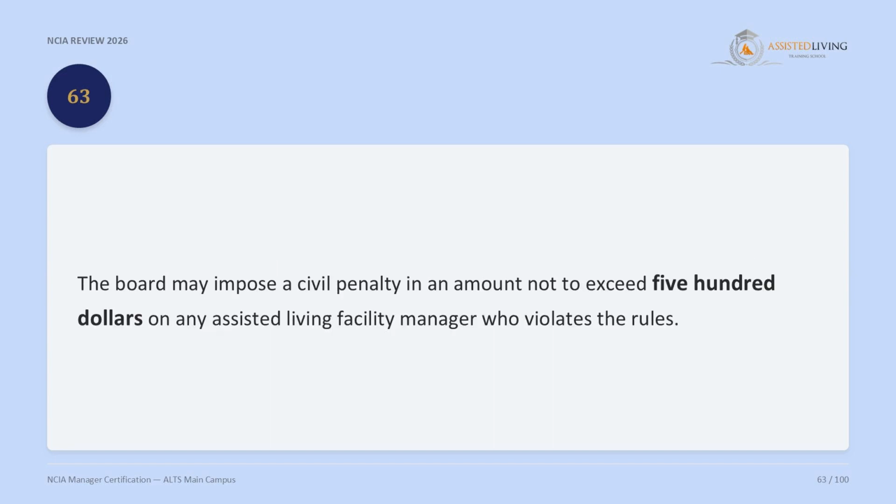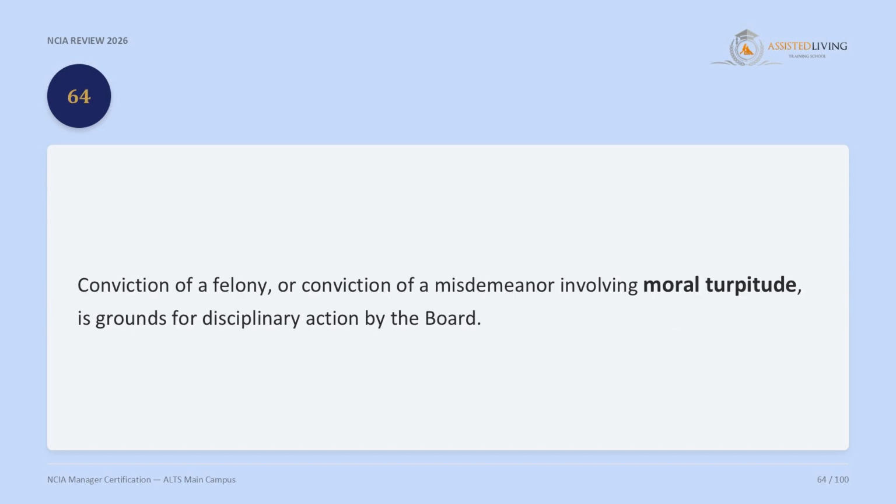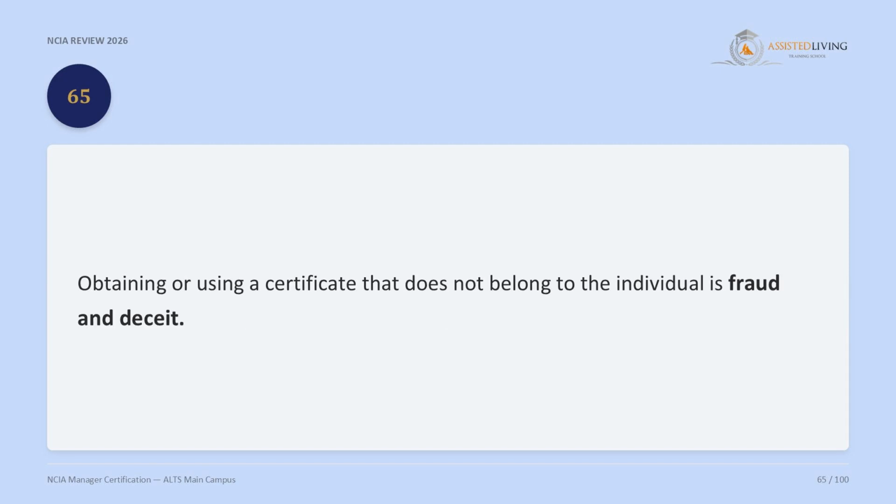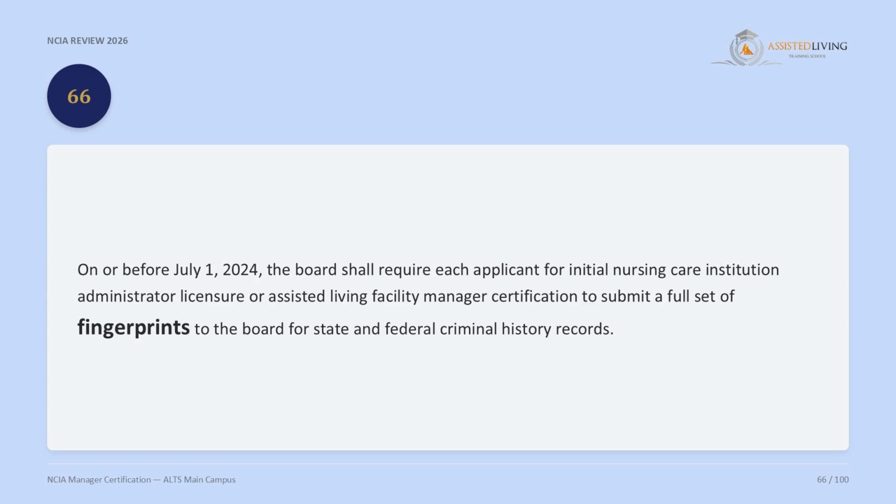The board may impose a civil penalty up to $500 for rule violations by facility managers. Convictions involving moral turpitude can lead to disciplinary action by the board. Using a certificate that doesn't belong to you is considered fraud and deceit. By July 4, 2024, applicants must submit fingerprints for criminal history checks for licensure or certification.